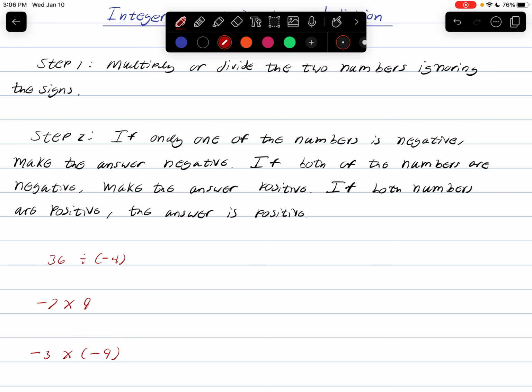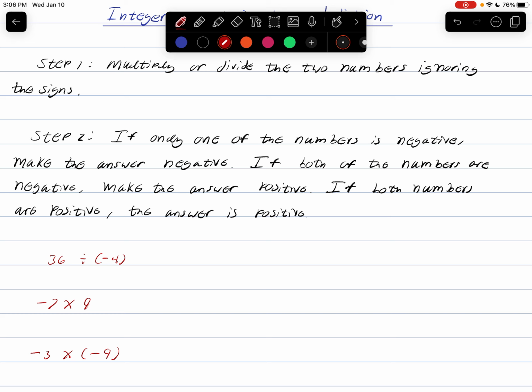Okay, so step two would be if only one of the numbers is negative, we're going to just make the answer negative. And if both of the numbers are negative, we're going to make the answer positive. And if both of the numbers are positive, then the answer is always going to be positive.